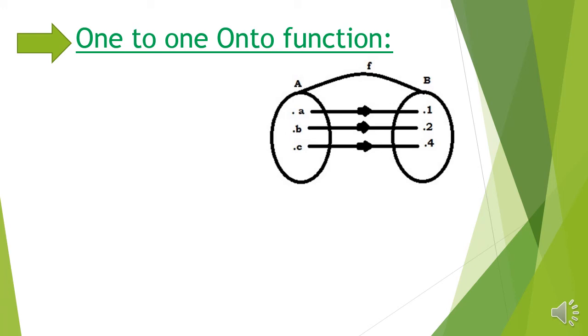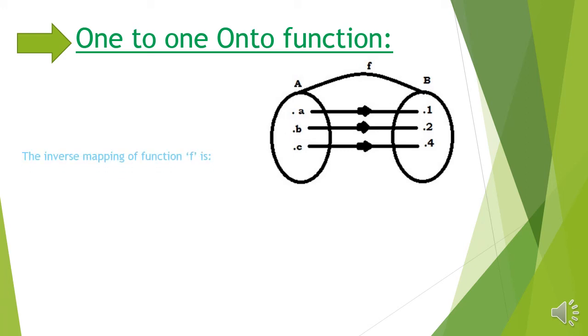Here, no element in set B is empty, so it is onto, and each image has one pre-image. 1 has A, 2 has B, 4 has C. So one image has one pre-image, so it is one to one, and none of the elements on set B is unmapped, so it is onto.